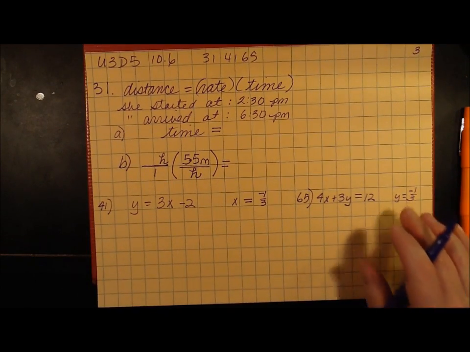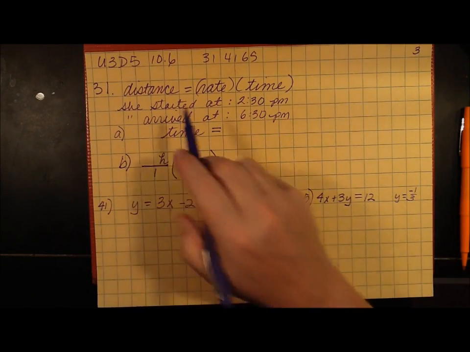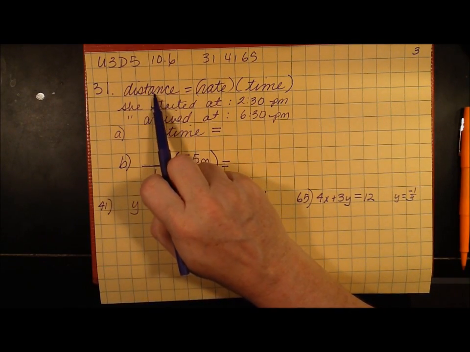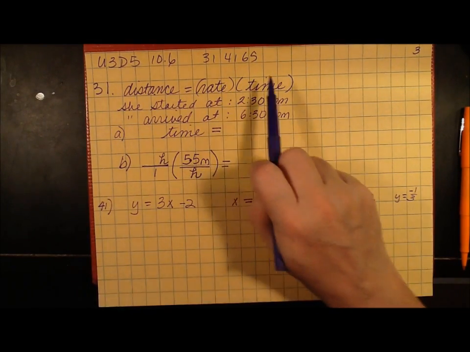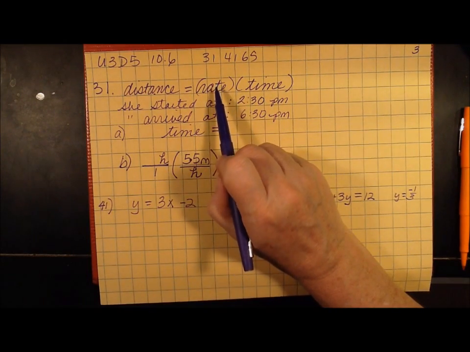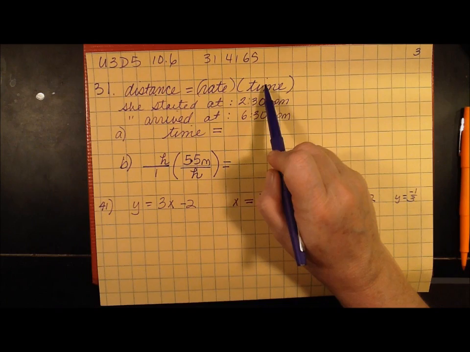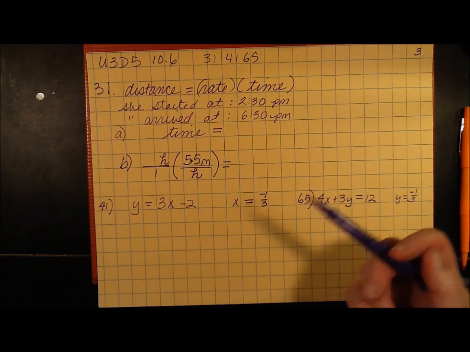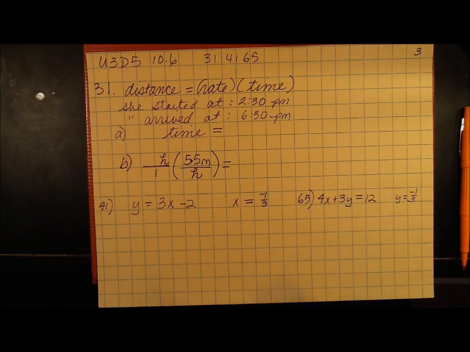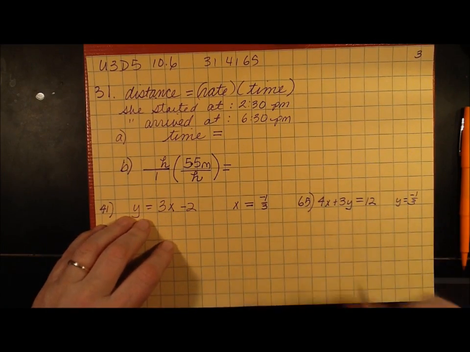Our next one involves a pretty common formula, the distance formula, and distance equals rate times time. If I go 60 miles an hour for an hour, I'm going to go 60 miles. Now in this particular problem they didn't give you everything. You have to do some figuring out.